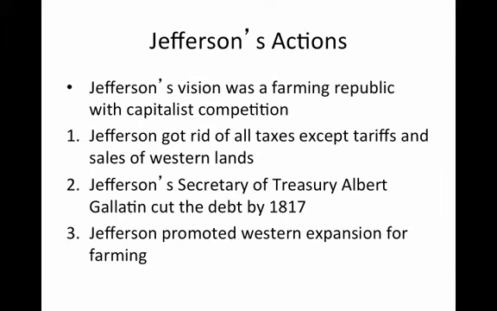Jefferson's actions. Jefferson's vision, differing from Alexander Hamilton's, was a farming republic with capitalist competition. Jefferson got rid of all taxes except tariffs and sales of Western lands. Jefferson's Secretary of Treasury, Albert Gallatin, cut the debt by 1817. And Jefferson promoted Western expansion, to promote the idea of the yeoman farmer.